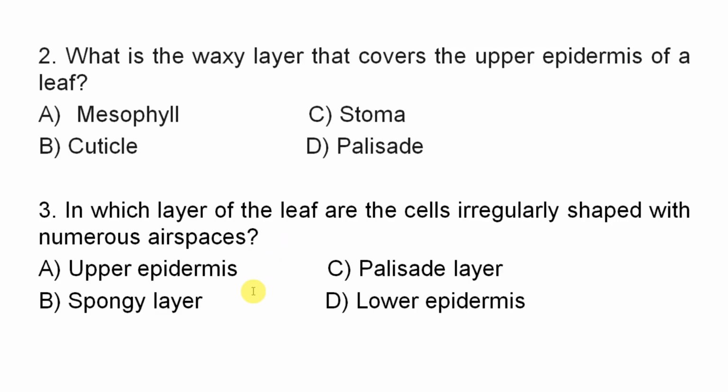So which layer? A, upper epidermis. B, spongy layer. C, palisade layer. D, lower epidermis. Which one is the correct answer? Cells irregularly shaped with numerous air spaces.